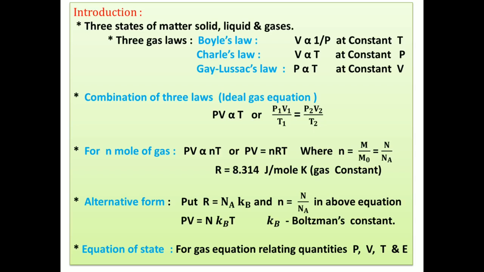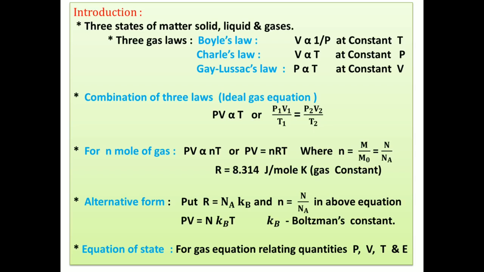If we consider n moles of gas, then you can say PV is directly proportional to number of moles into absolute temperature, or PV equal to nRT, where n is the number of moles. It can be defined as the ratio of mass of the gas to molar mass, or number of gas molecules to Avogadro's number. Then the question arises, what is the molar mass?